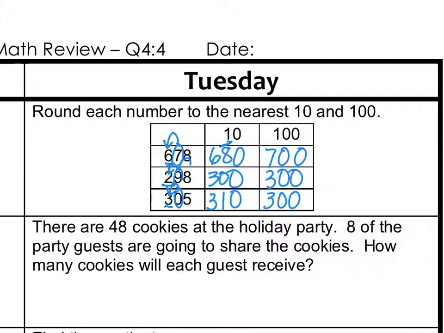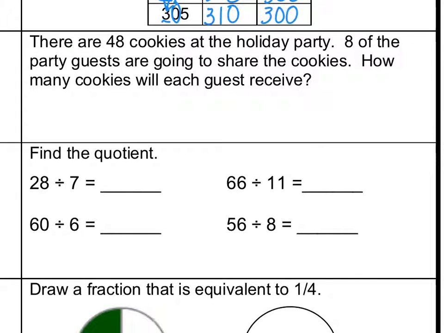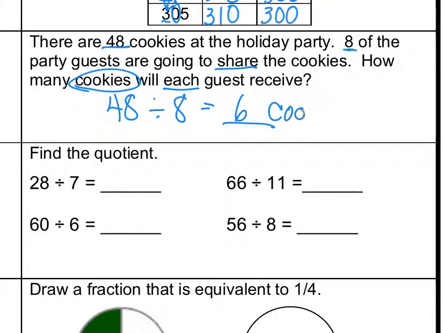So pretty cool there. There are 48 cookies at the holiday party. 8 of the party guests are going to share the cookies. How many cookies will each guest receive? So I see share, I see each guest, 48 cookies, and 8 party guests are going to share them. So we do 48 cookies divided among 8 guests. Something times 8 is 48. Why, it's 6, and the word label we need is cookies.